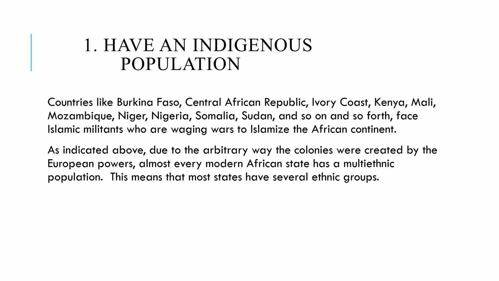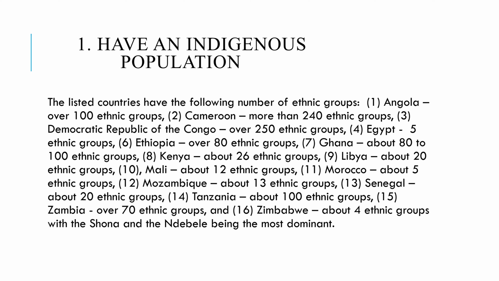the African continent. As indicated above, due to the arbitrary way the colonies were created by the European powers, almost every modern African state has a multi-ethnic population. This means that most states have several ethnic groups. So, for instance, Angola has over 100 ethnic groups.